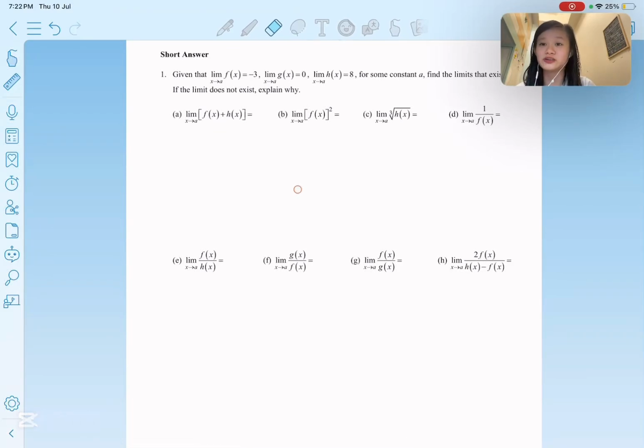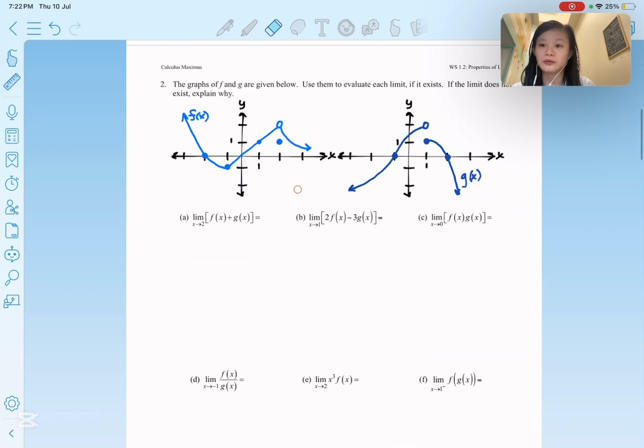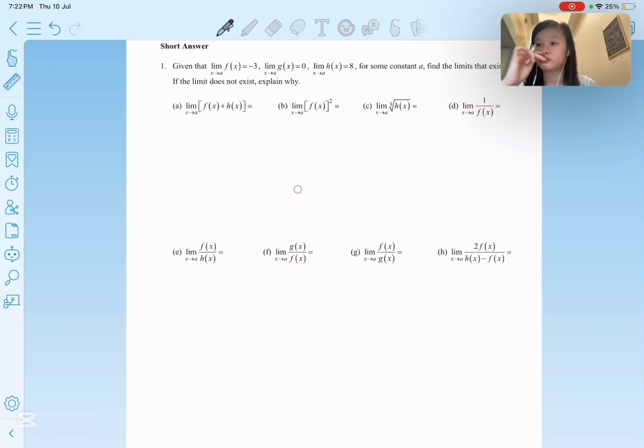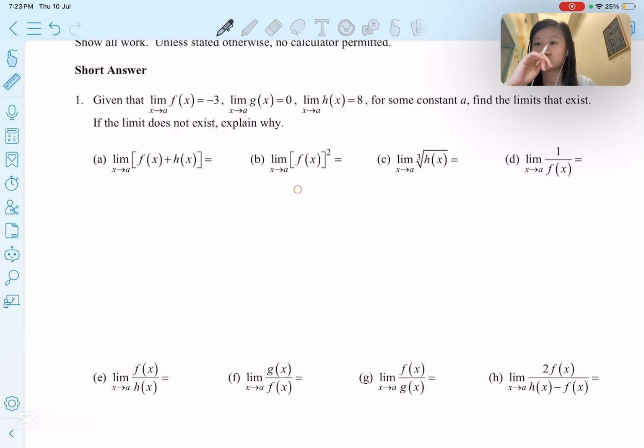Hi guys, I don't know who is watching this, but this is worksheet 1.2, properties of limits. Basically the same thing, but going a bit further. I'll start by doing one of these expansion things.